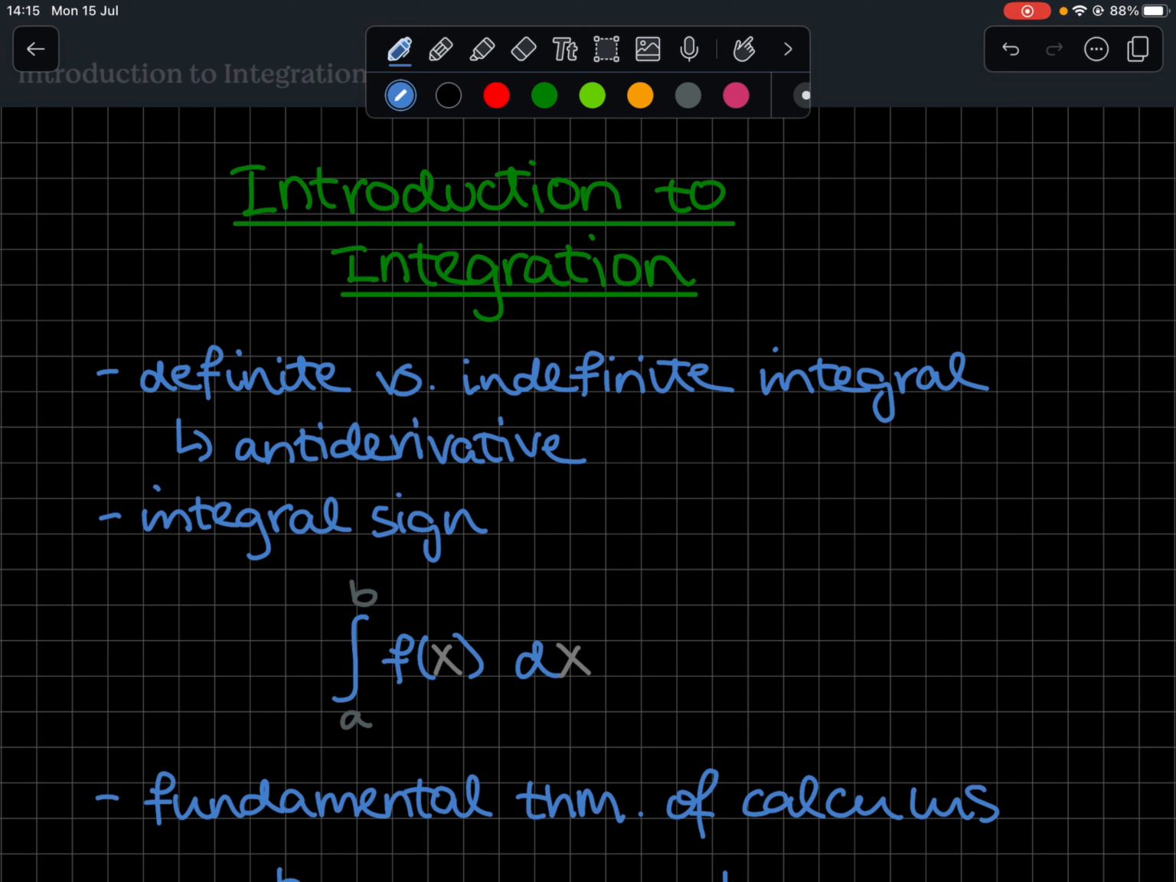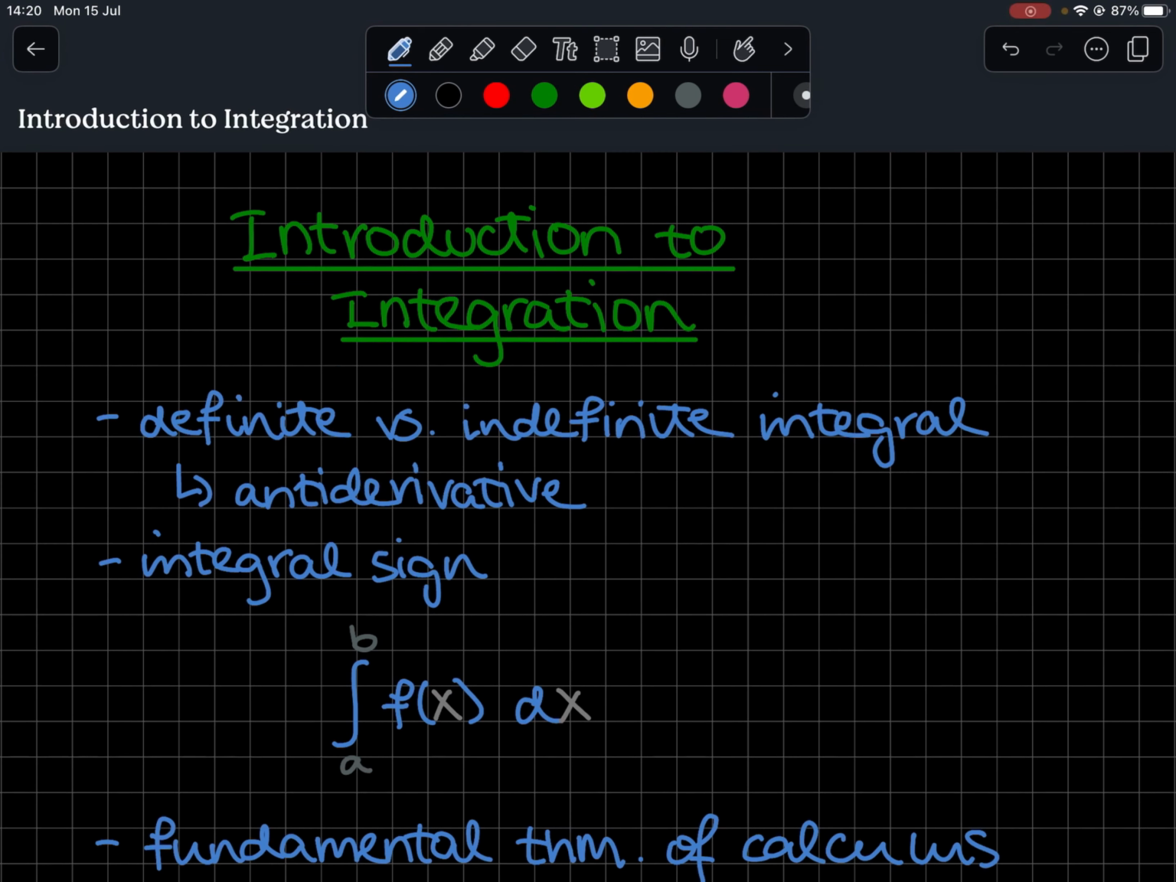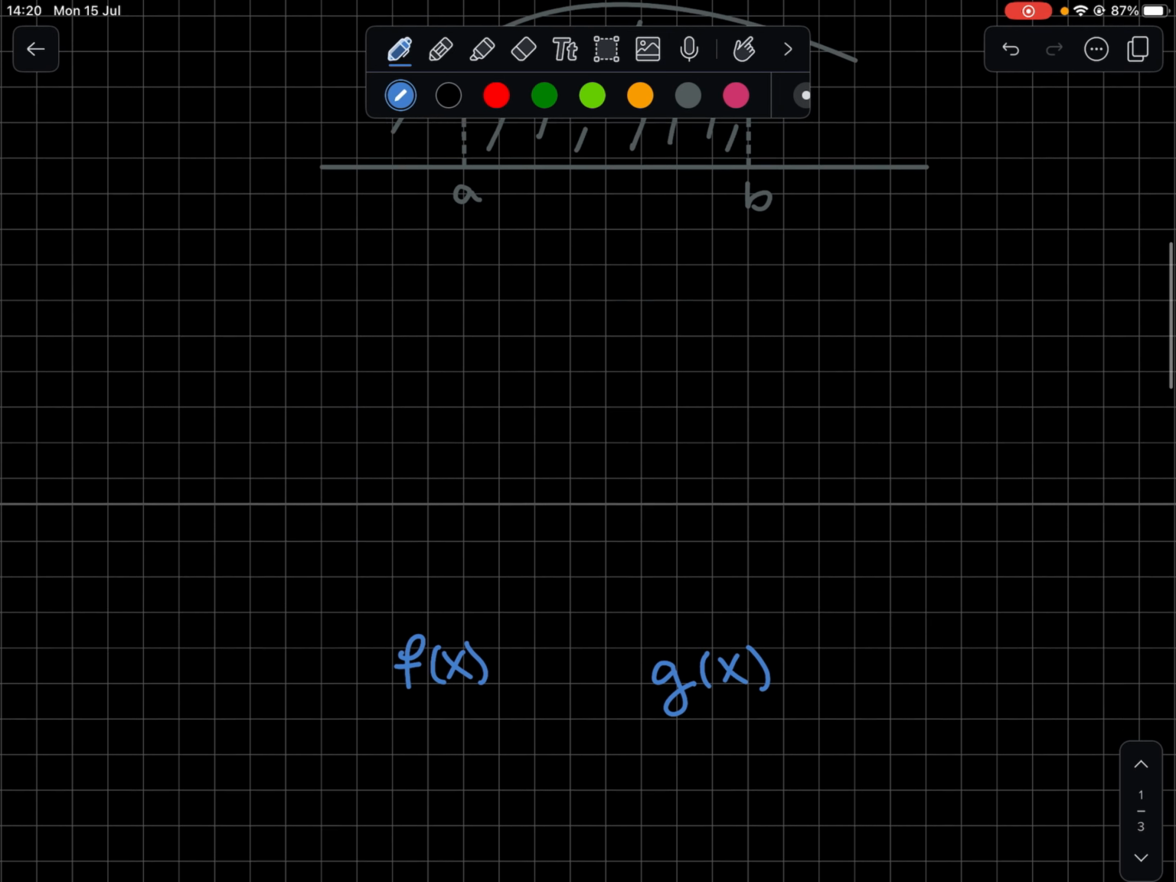So the first thing we should talk about is the difference between definite and indefinite integrals. There are two types, definite and indefinite, and they are different. So the indefinite integral is pretty much just an antiderivative. And I'll show you what that means.